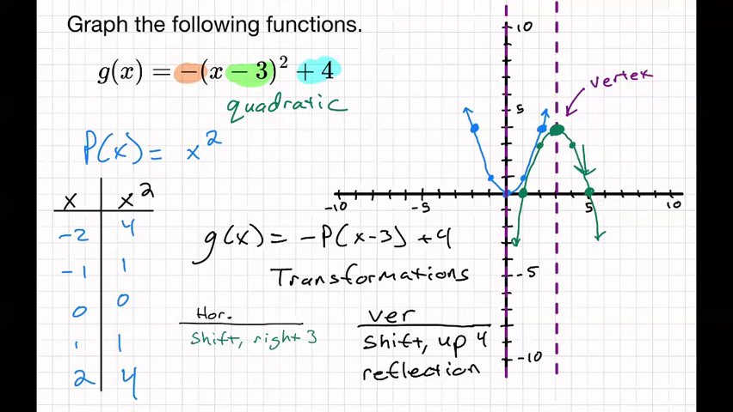Any questions or concerns, am I clear for graphing this quadratic? So the graph goes downward because of the minus? Yes, because of the reflection. All right, gotcha.